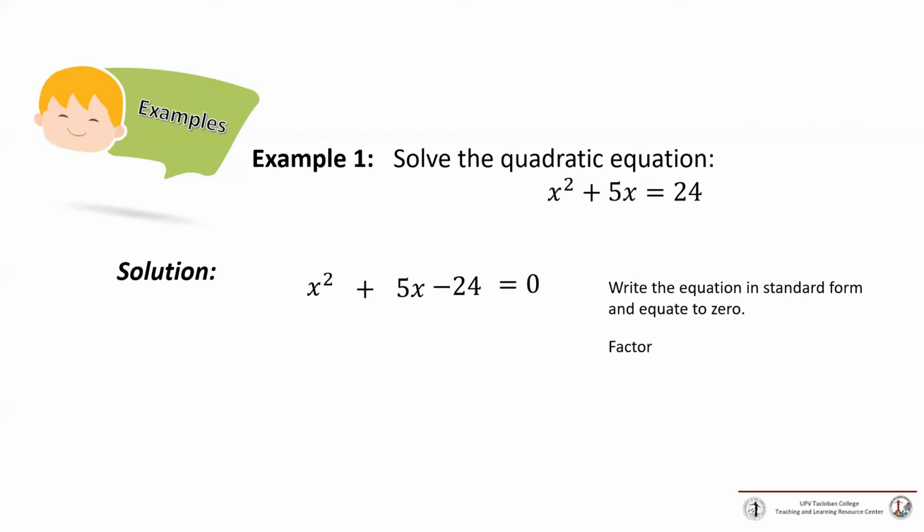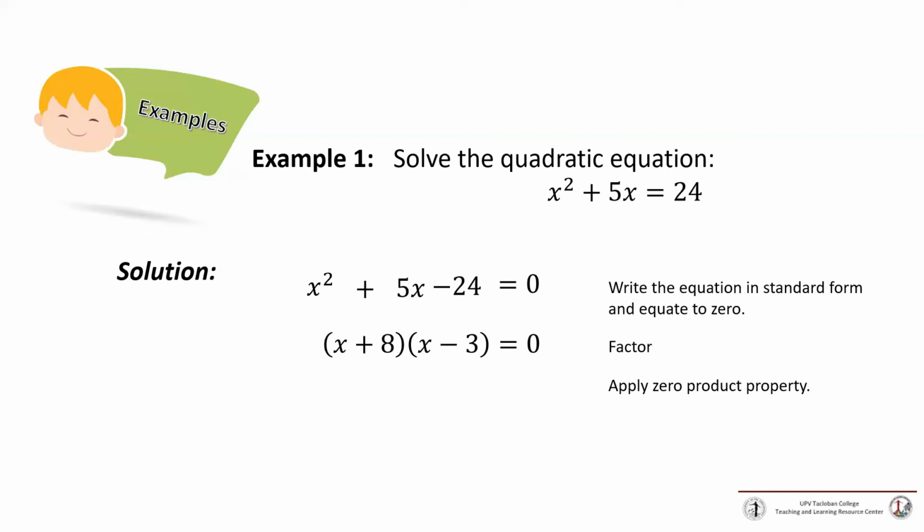By factoring, we come up with 2 factors: the quantity x plus 8 times the quantity x minus 3 is equal to 0. These are the 2 factors of the given equation. Now after that, you apply the zero product property. What's the zero product property again? A times B is equal to 0 if and only if A is equal to 0 or B is equal to 0.